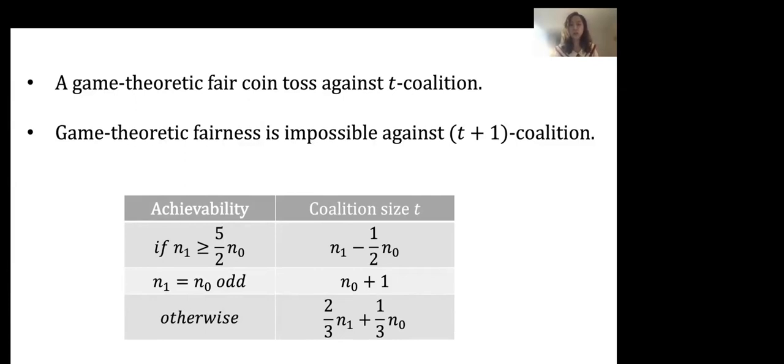When N1 is much larger than N0, then we can tolerate coalition of size up to N1 minus half N0. Moreover, if N1 is equal to N0 and they're odd, then we can tolerate N0 plus one sized coalition, as in the six player example we just saw. Otherwise, we can tolerate a coalition of size up to 2/3 N1 plus 1/3 N0.